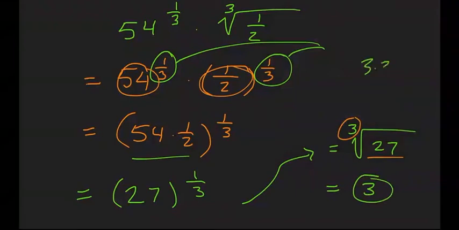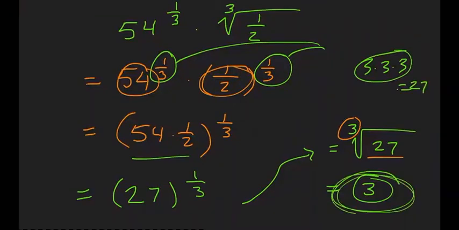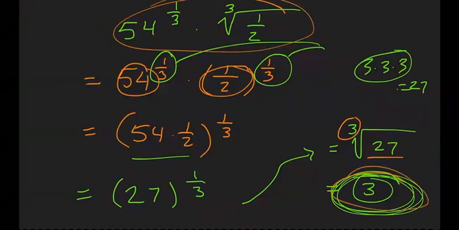That's 3 times 3 times 3. 3 multiplied 3 times gives us 27. So our answer is 3. There's no exponent left. That's our final answer. So we were able, without a calculator, to turn this big ugly thing into that there.